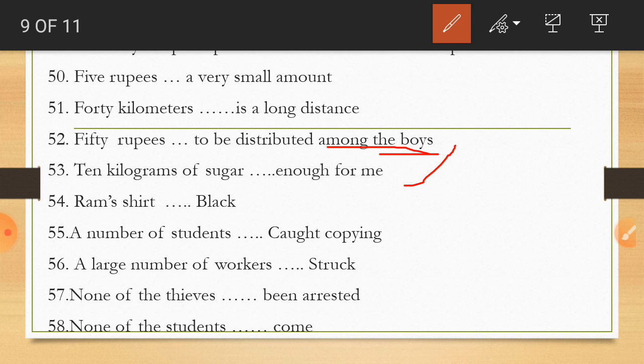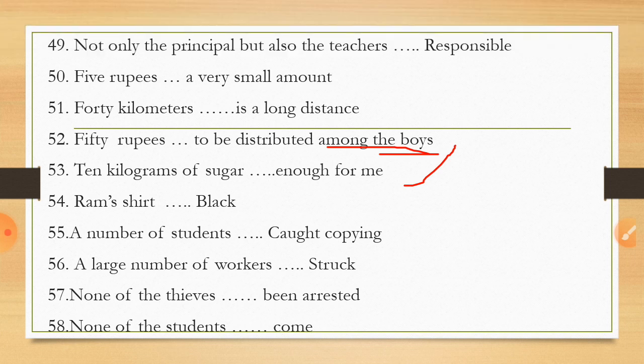Next, 54th, as it shows possession. Ram's shed is black. Whenever the sentence speaks about possession, such as Ram's pen, Ram's shed, we have to use a singular verb. Next is a number of students. Always remember, whenever you use "a number of," you have to use plural. A number of students were caught copying. A large number of workers are on strike or were on strike.